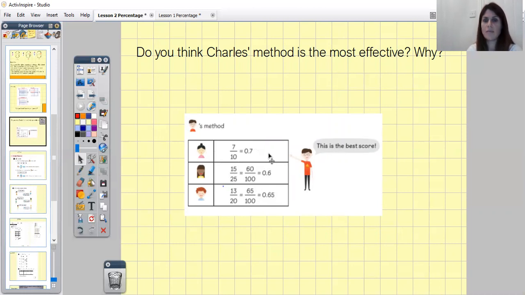Do you think that his method is the most effective way of finding it? And why? You might decide you think his is, you might decide it's not. So if you can explain to me why. Okay, I'm not going to tell you what I think. It's up to you what you think.